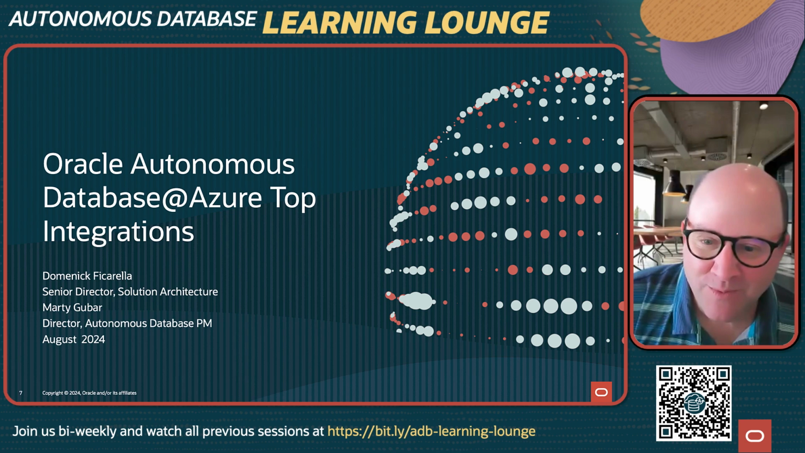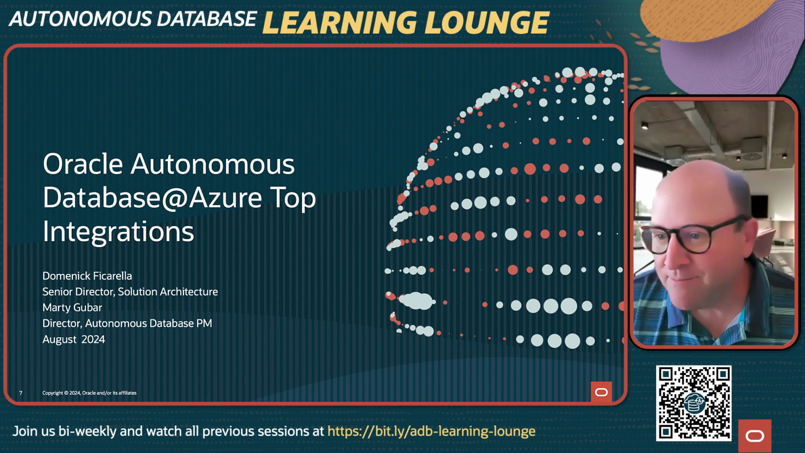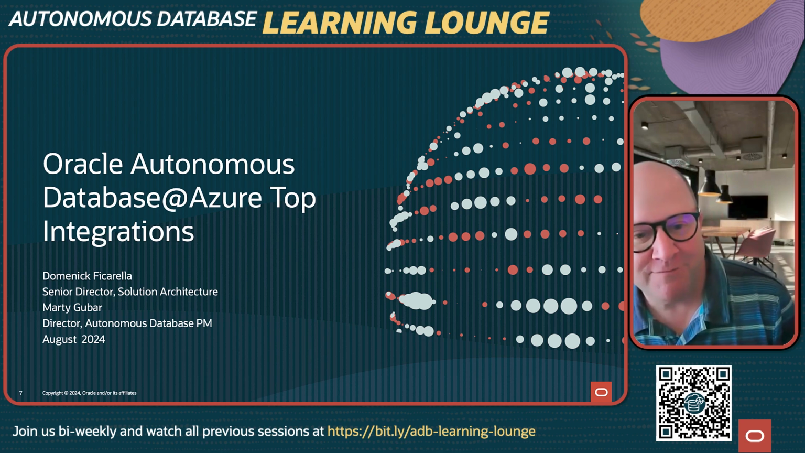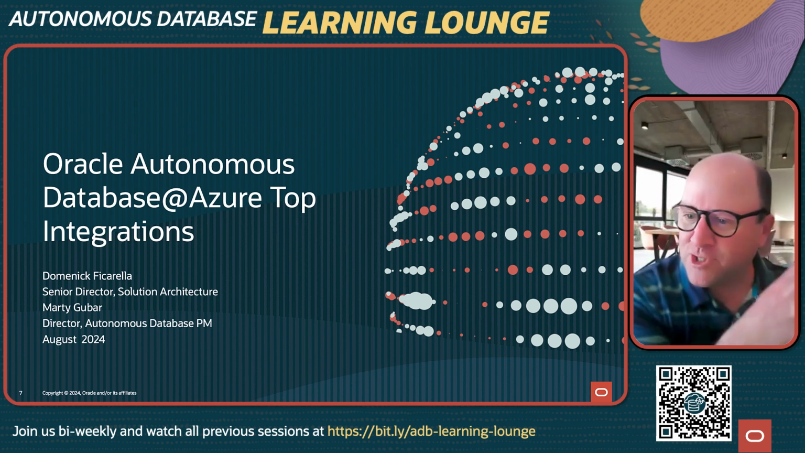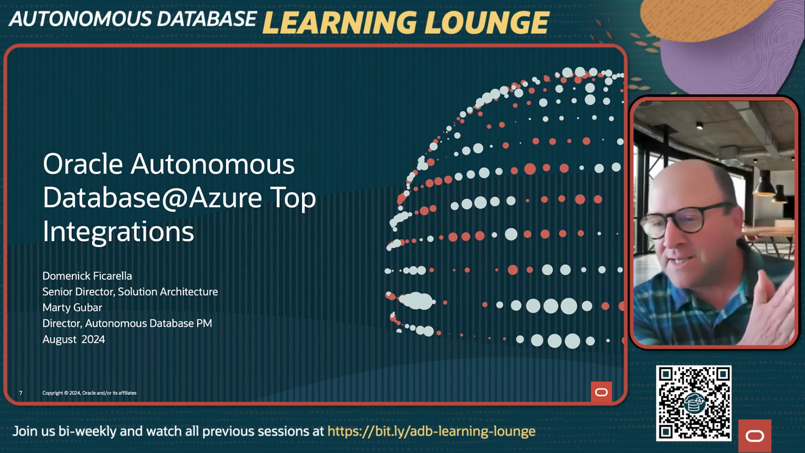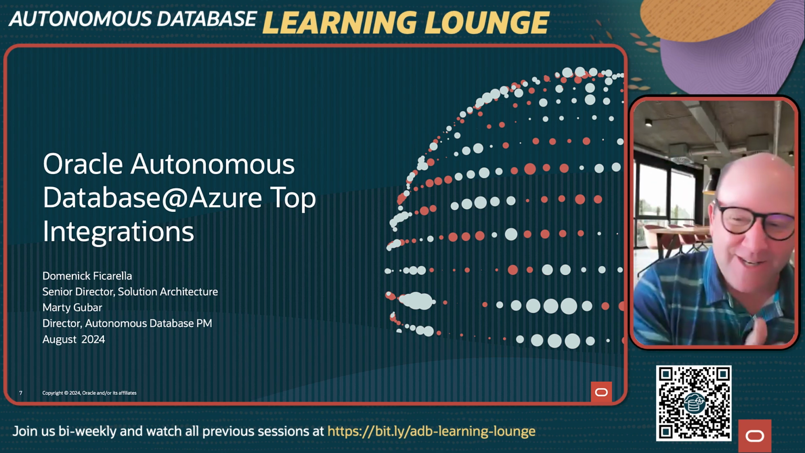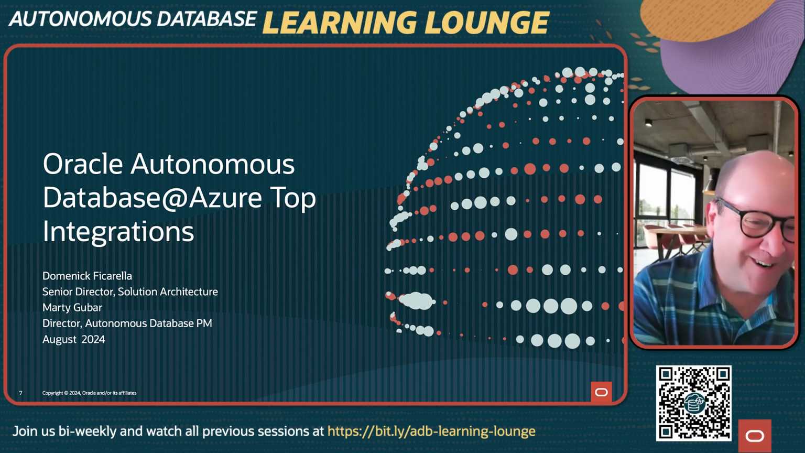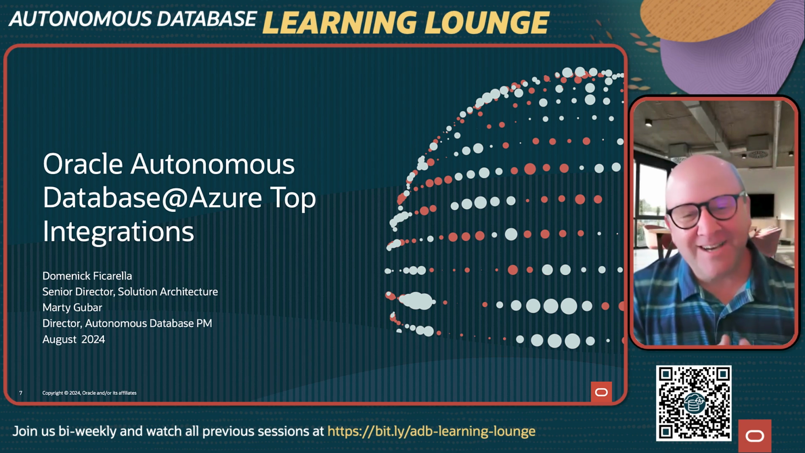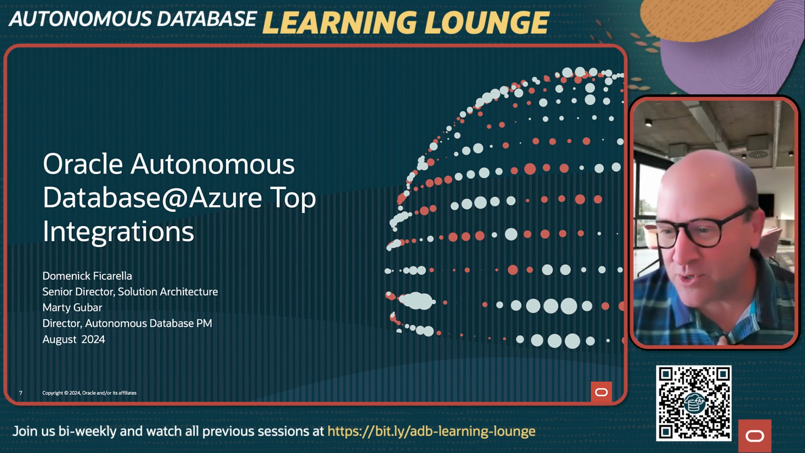I'll quickly introduce myself. My name is Marty Gubar, from the product management team for Autonomous Database. I've been here for a while. I actually started with OLAP cubes. That was my start. Then I went all the way to big data, Hadoop, and everything in between. Now I've been focused on Autonomous Database for the last few years, and its integration with Azure and AI and whatnot. And Dom, why don't you introduce yourself?